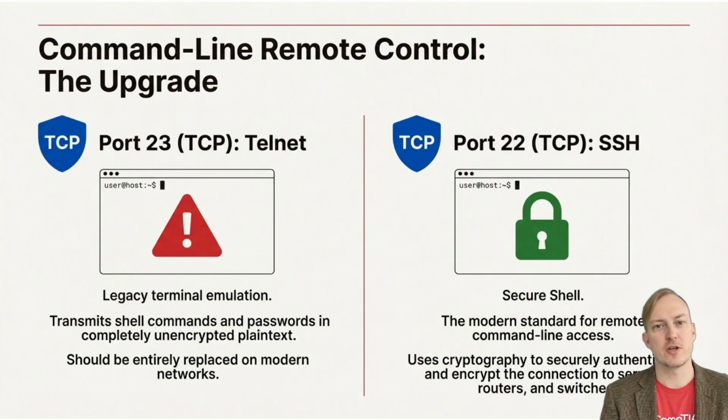Finally, we reach District 4, Remote Control. For command line access, port 23 over TCP uses Telnet. This is a legacy terminal emulation that transmits shell commands and user passwords in completely unencrypted plaintext. It should be entirely replaced on modern networks by port 22 over TCP, which is SSH or Secure Shell. SSH uses cryptography to securely authenticate and encrypt the connection to your servers and routers.